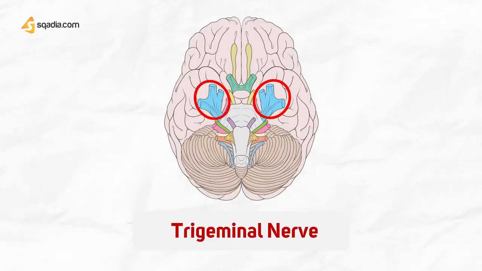To assess these nerves, ask the patient to focus on your finger while the physician is making an H with their finger. The fifth cranial nerve is called the trigeminal nerve. It has sensory and motor functions. The sensory function is the sensation to the face.